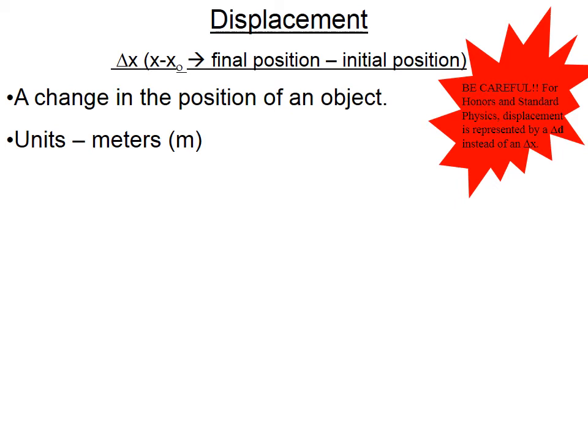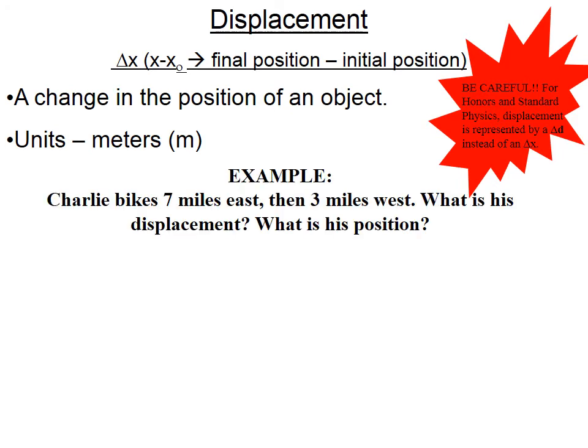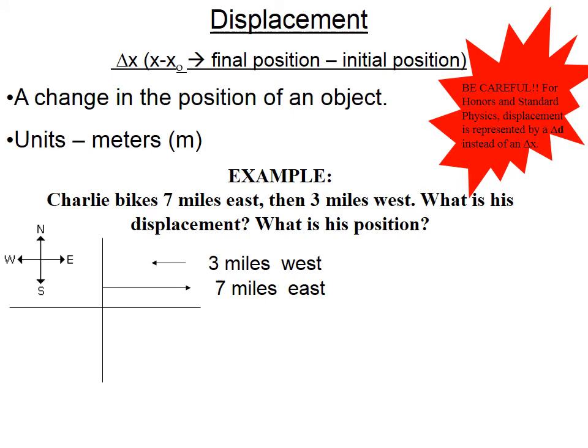So let's look at that same example with Charlie. Charlie bikes 7 miles east, then 3 miles west. What is his displacement and what is his position? So I'm going to draw my coordinate system, my origin, draw the problem out, and then I want to know his displacement. Well, displacement is a change in position. So I'm going to look at where he starts to where he ends, and I can represent that with the green arrow.